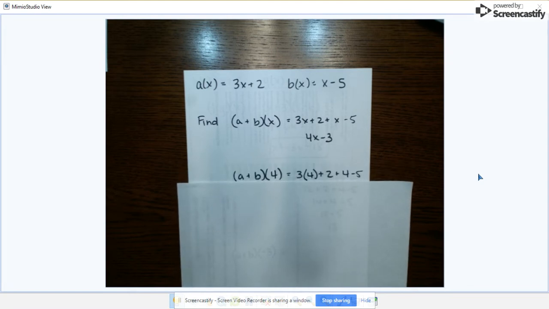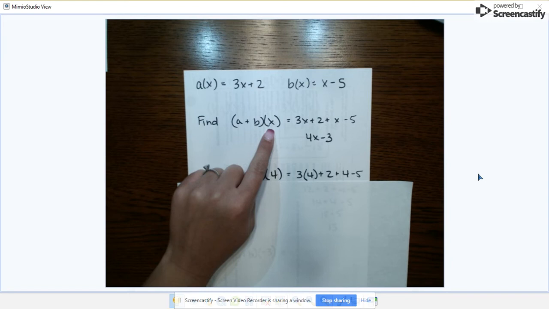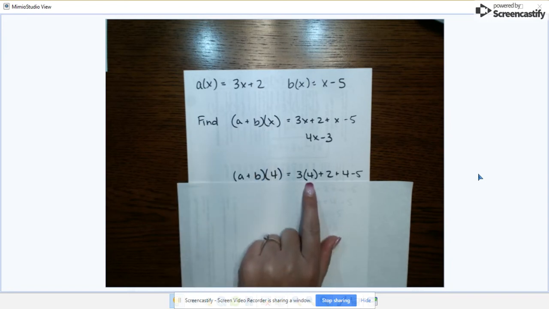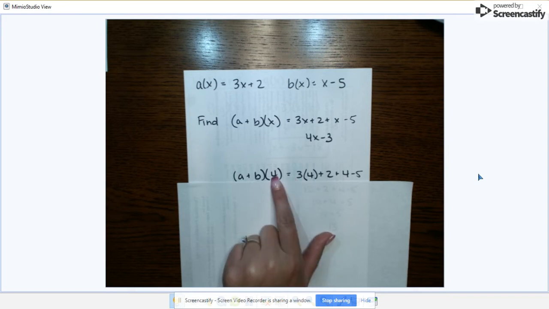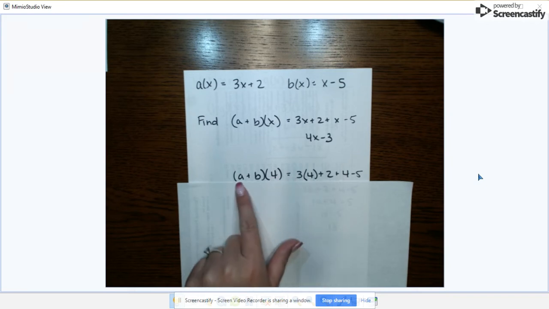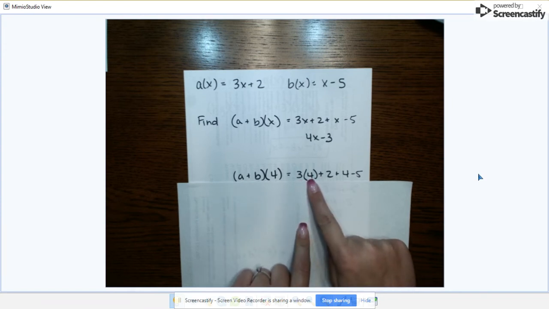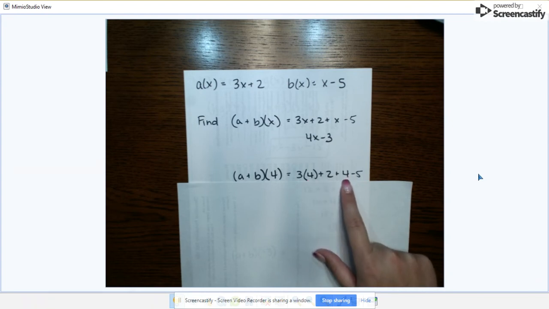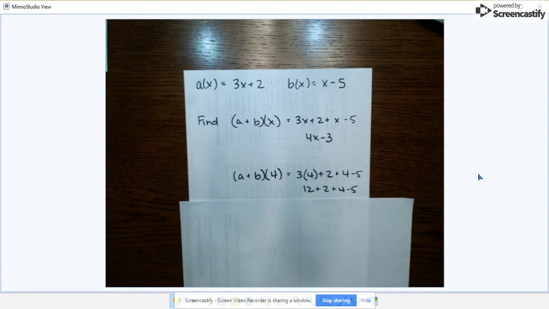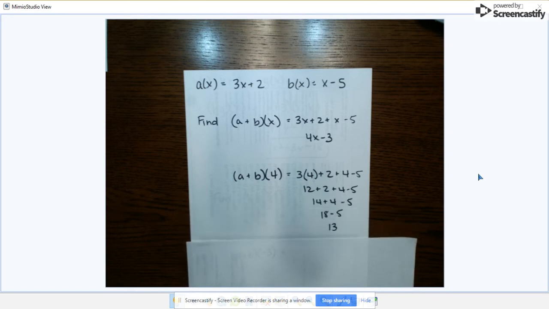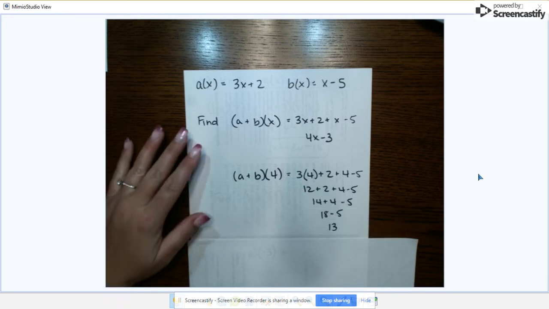This time we can actually plug values in as opposed to keeping it as a variable. So what I did here was, anytime there was an x, I put our number 4 instead. So it's still a plus b, so this used to say 3x plus 2, but instead of that x, I substituted 4 in. Likewise, that x minus 5 just becomes 4 minus 5. Then I follow order of operations, so 12 is 3 times 4, and then just left to right, we do our addition and subtraction, and we get down to 13 as our final answer.